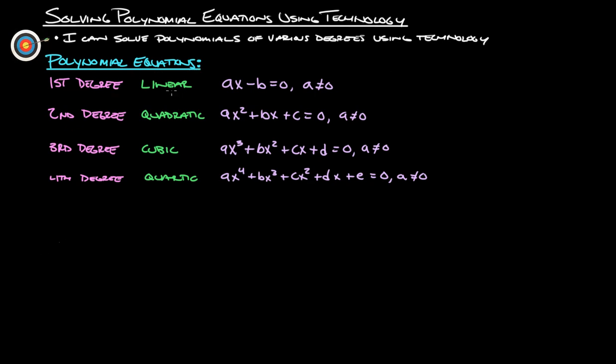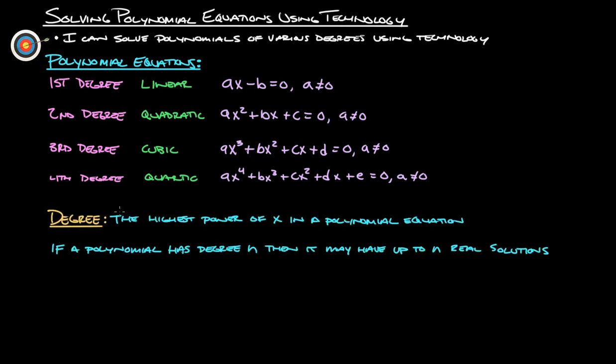We've got first degree, which is called linear, and that's like y equals mx plus b, just a nice straight line. Second degree is quadratic, that's where you've got a square. Third degree is cubic, where your highest power is a cube. And then fourth degree is called a quartic, and that's when the highest power is 4. These can go on forever and ever. The degree is simply the highest power of x in a polynomial function.